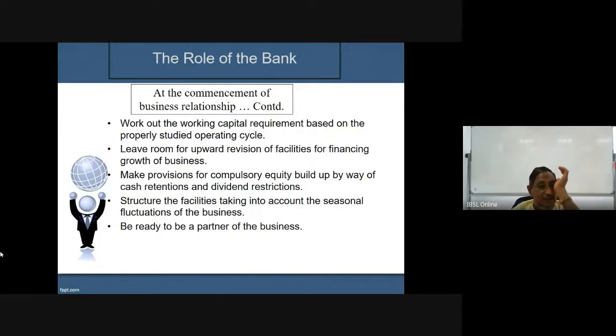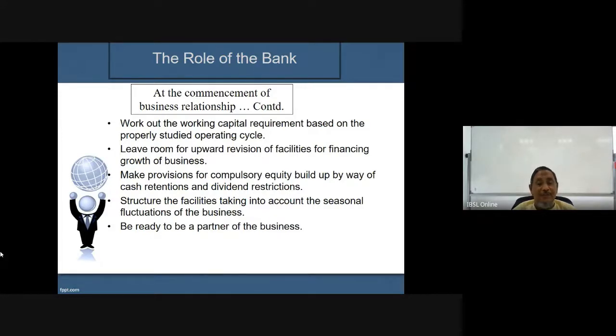Structure the facilities taking into account the seasonal fluctuations of the business. This is again need-based finance. Whenever the customer's business is at peak seasonal time, you should be able to give the necessary funds. And off-season, avoid giving any facilities, by which you may be able to control yourself easily.